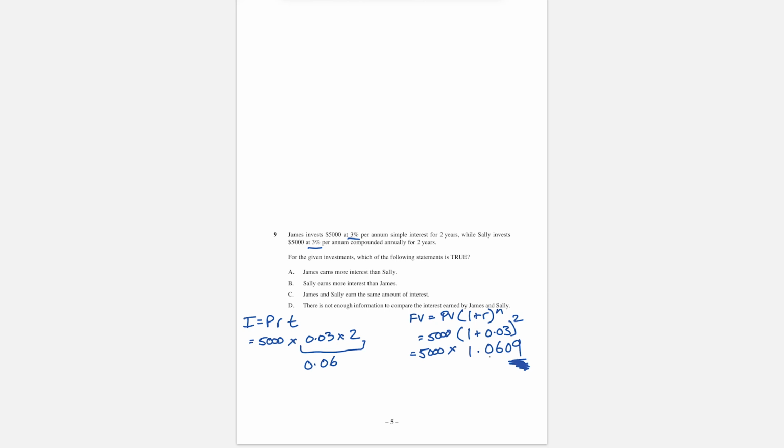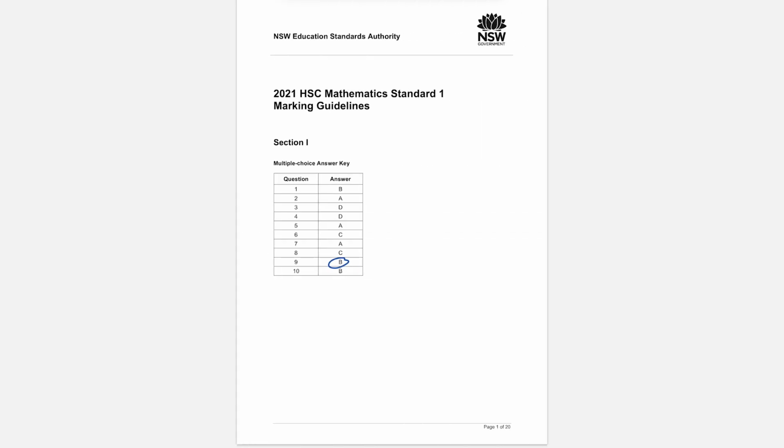As you can see here, the compound interest one is going to be slightly more. It's only 0.0009 more, but this part is going to be more than this part, right? With simple interest, we need to add the principal back at the end, so that gives us that 1. But the difference between the two is this crucial 0.9. So in this case, the compound interest person is going to earn more, which is Sally. So we can very confidently say that it's B. Sally earns more interest than James. And looking at the answer, it is indeed B. All right, that's it.